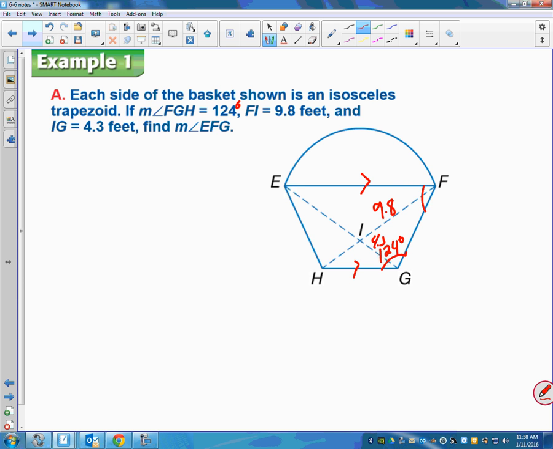Base angles are congruent. What's the base angle to angle G? Which angle is its base angle? So if this is 124, this is how I would go. If this is 124, that also means this is 124. But that means these two are also the same, but they don't necessarily equal 124, right? Do trapezoids add up to 360 degrees? It's a quadrilateral, right? It's a four-sided shape, so yes.